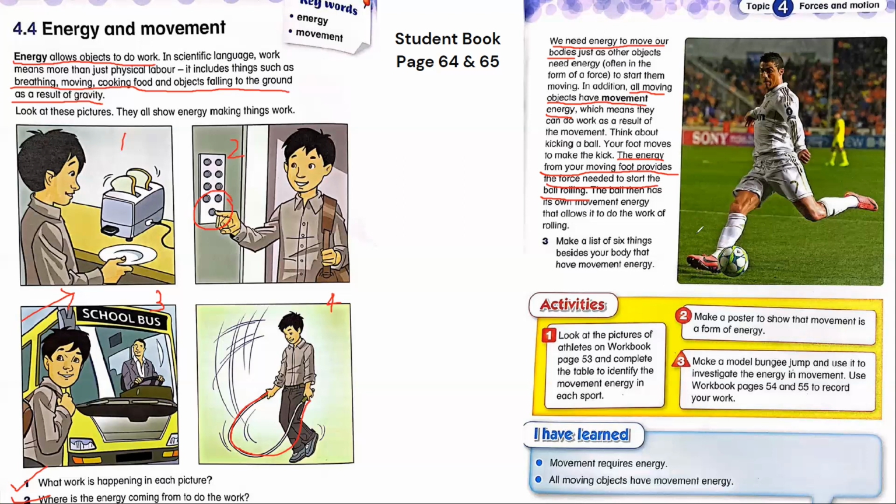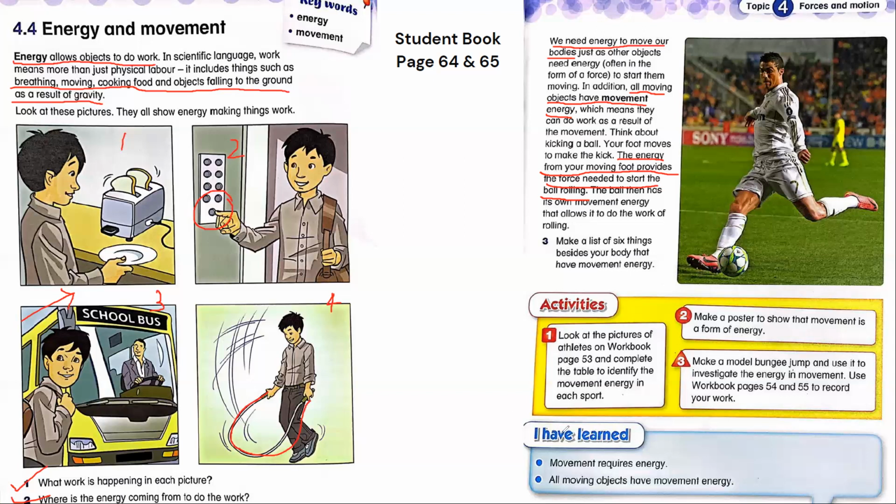So far, so good? This topic is simple. The next one will get slightly complicated, but it's not hard or tough. Number 3: make a list of 6 things besides your body that have movement energy. This one you can think about for yourself. You don't have to do it as homework, just maybe as food for thought.